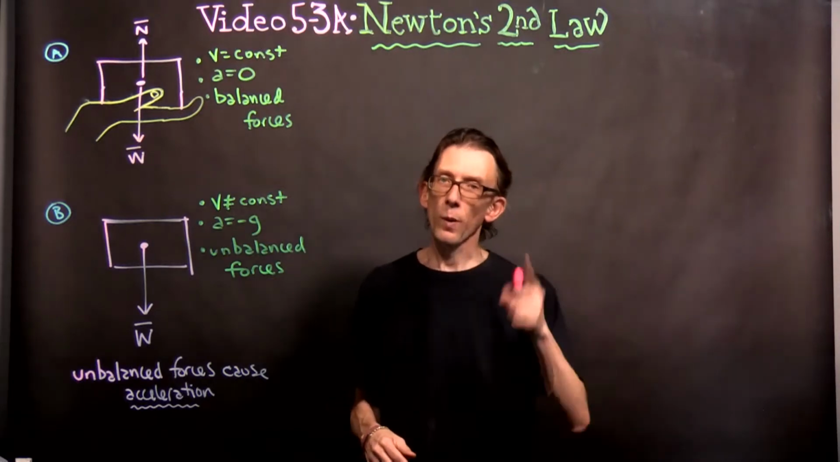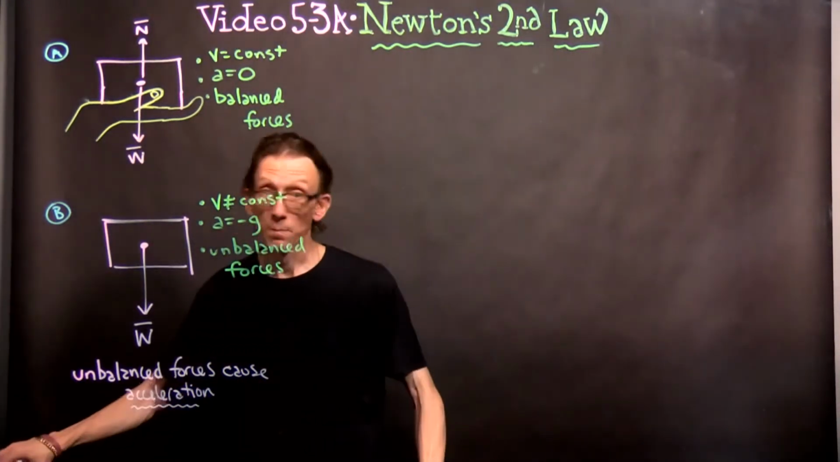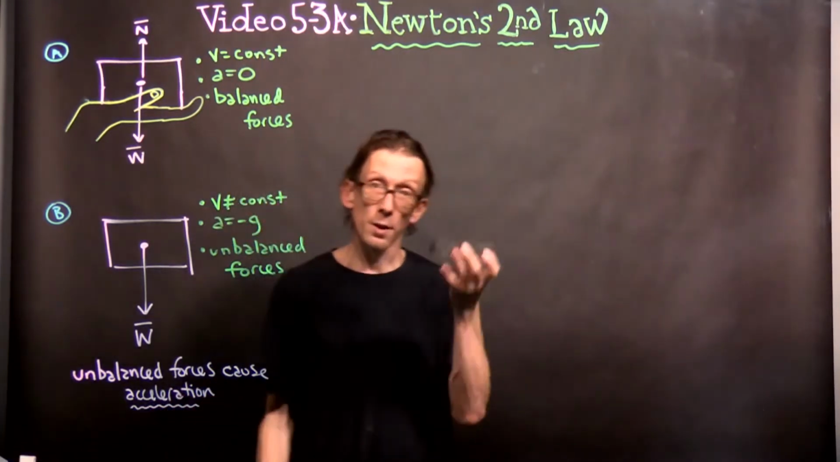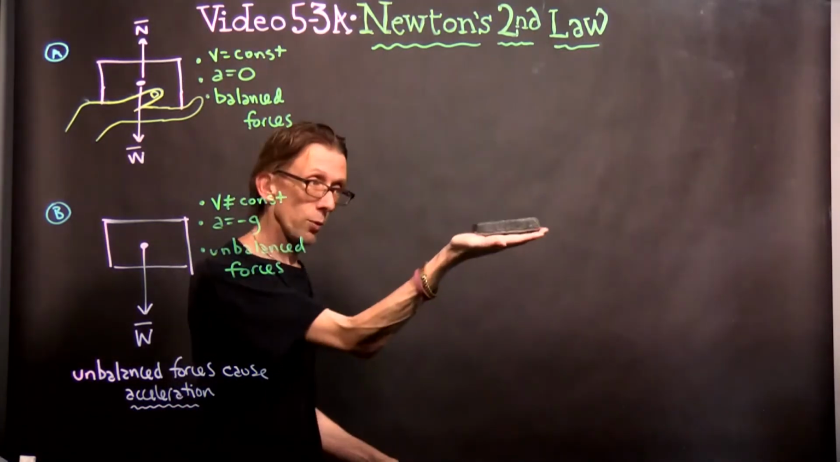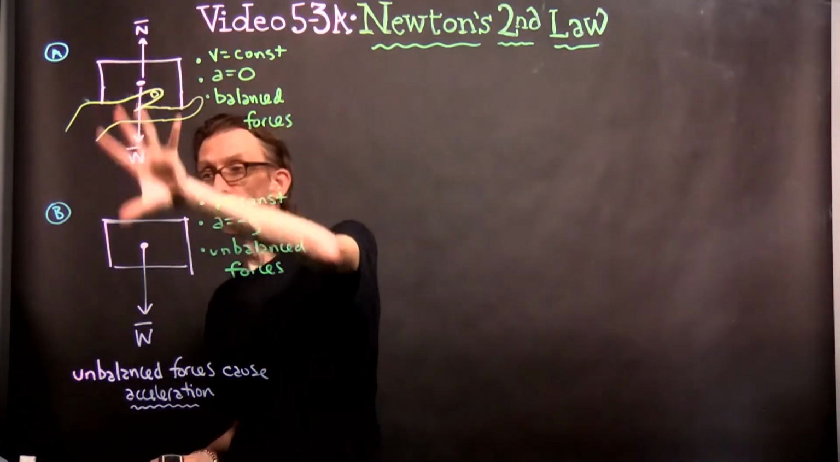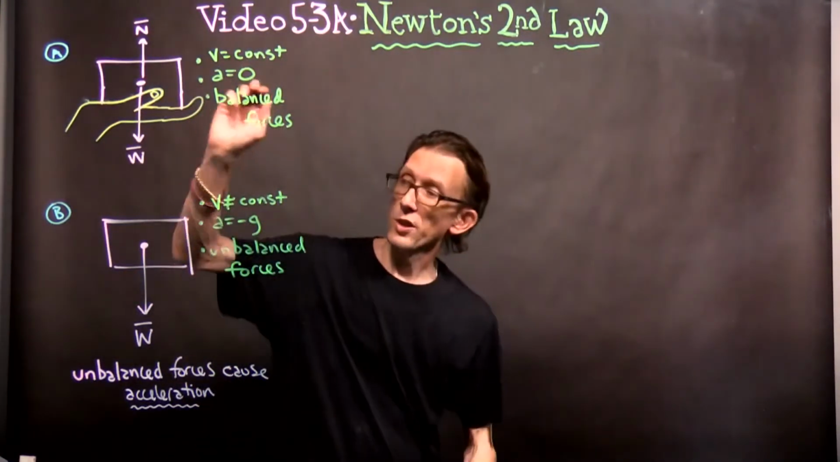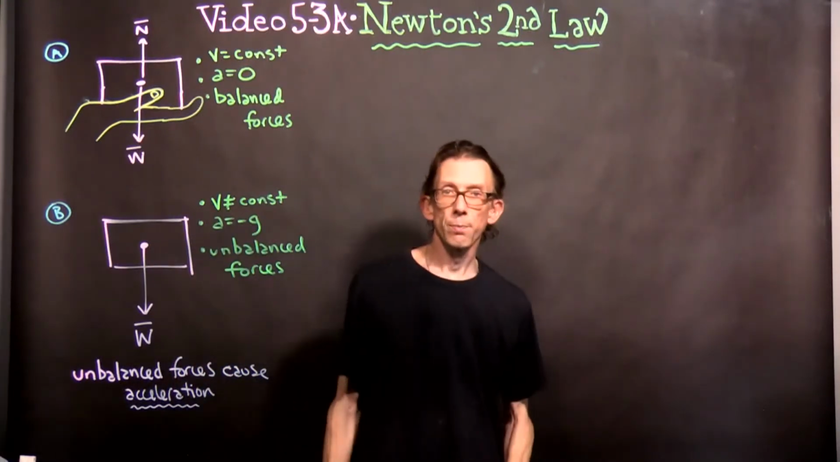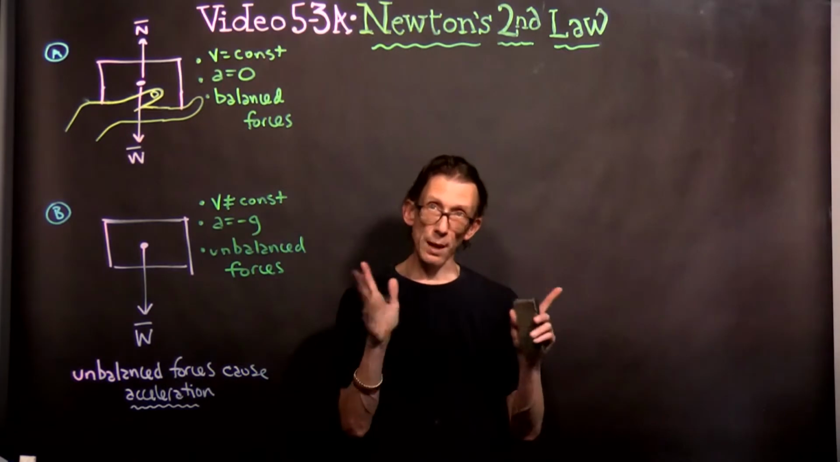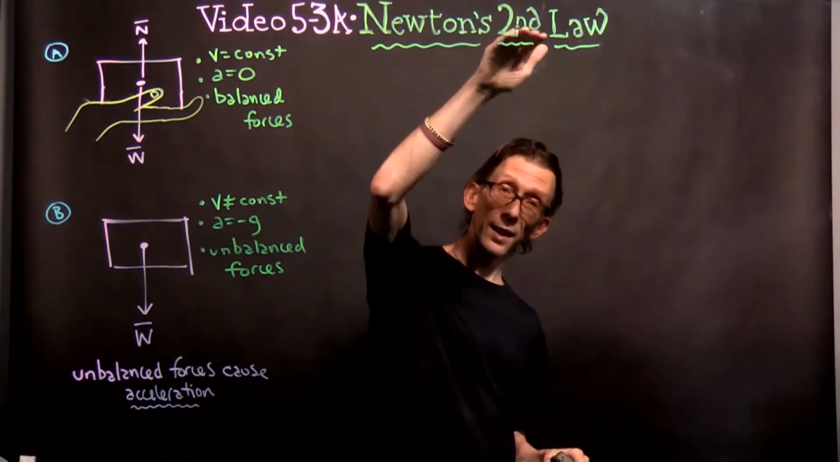We're back to the eraser in the hand. Remember that from the previous video? Sure you do. The hand, there it is, with the eraser. The pink thing is the eraser. Okay, so here we have two situations, situation A and situation B. And what we're leading up to here are two different statements of Newton's second law.